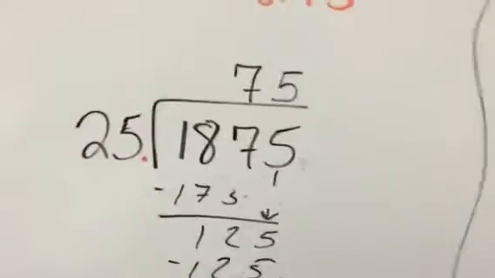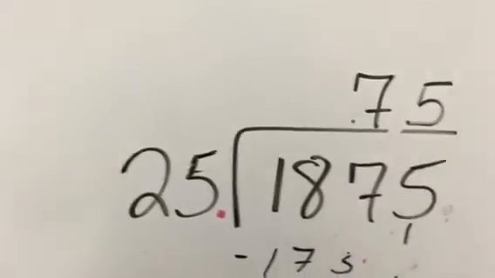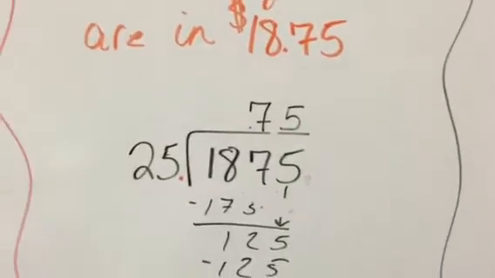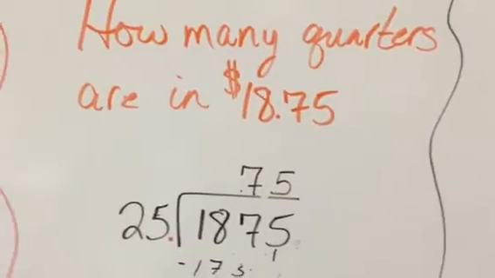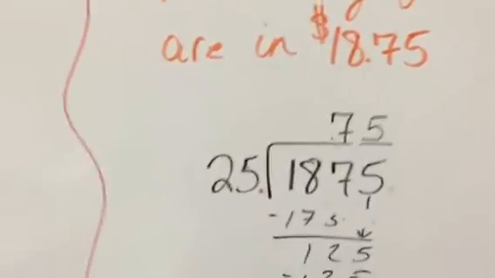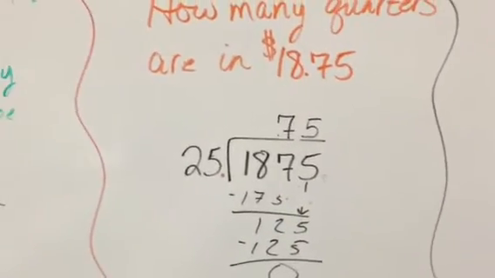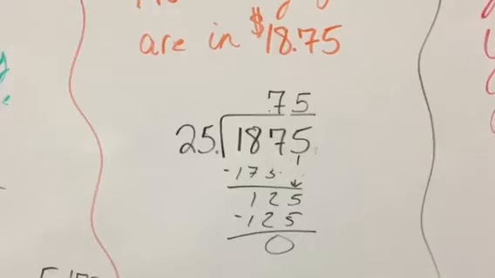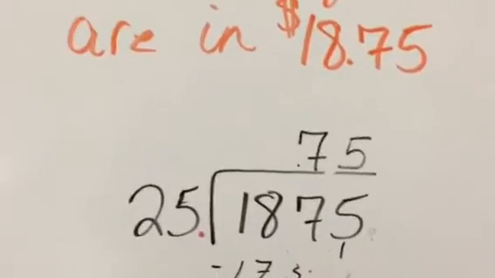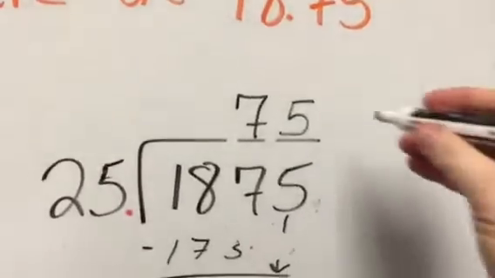But is it 75, or is it 7.5, or is it 0.75? I have to figure out now, where would it go? Well, if I think about it, $18.75 is close to $20, right? And there are 4 quarters in $1, so 4 times 20 is going to be 80. So I know my answer should be close to 80, right? Well, 75 is pretty close to 80. So I know that my decimal point would need to go here at the end.